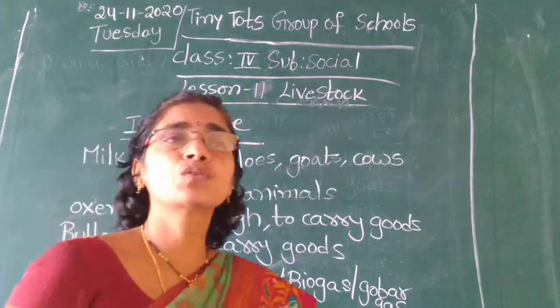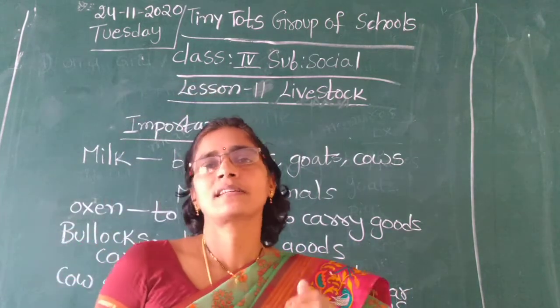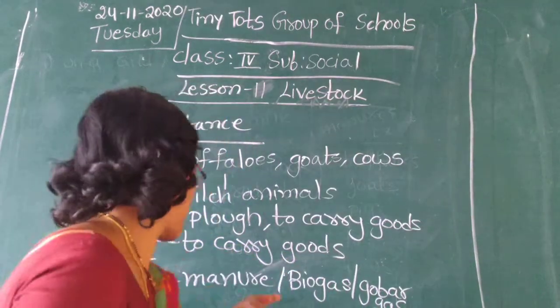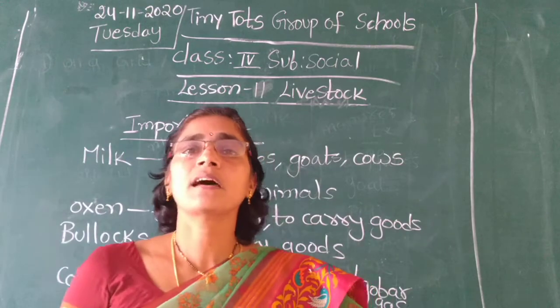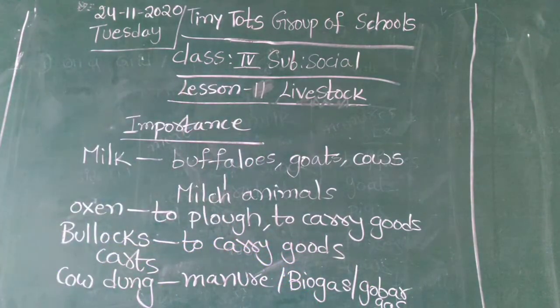Bullock carts are used to carry goods. And it is the means of transportation also. And cow dung is used as manure, biogas or gobar gas. Okay, write in your homework notebook, children.